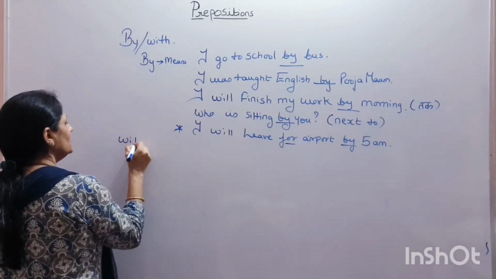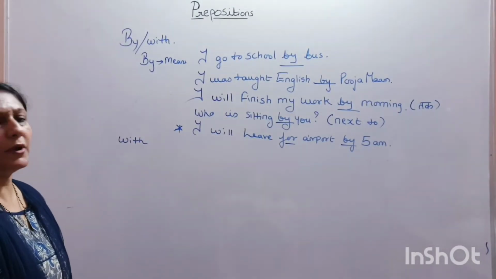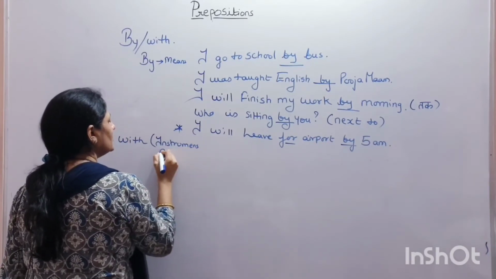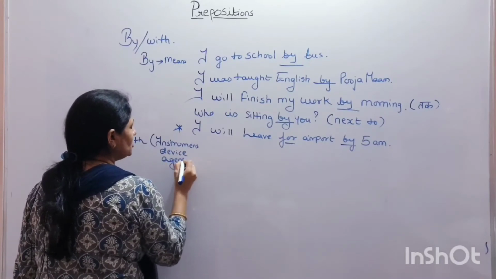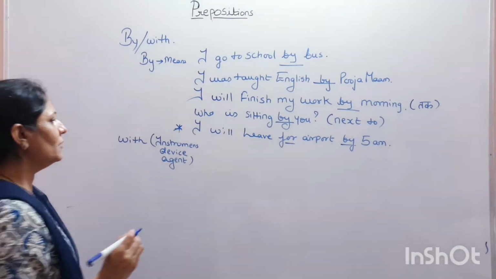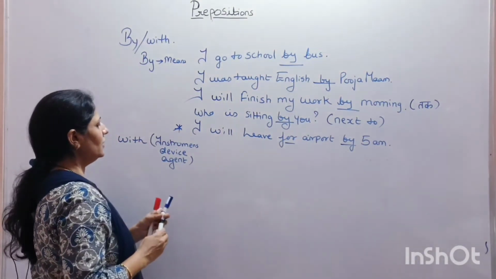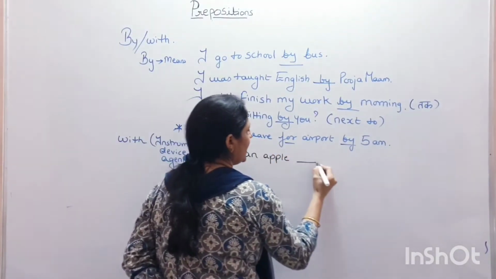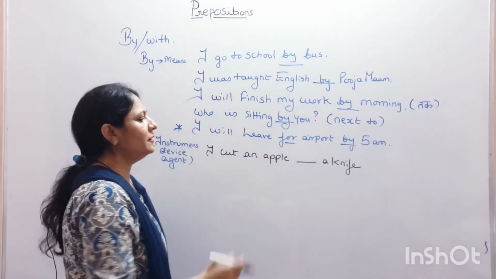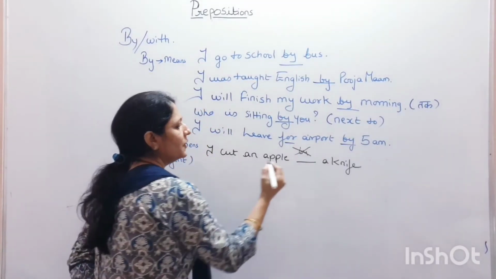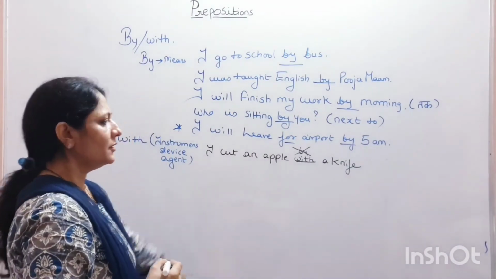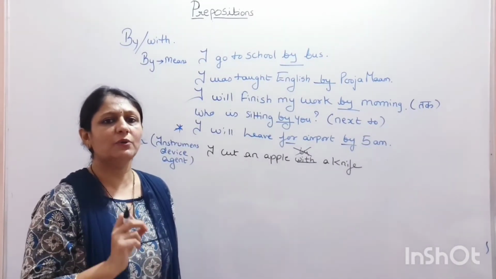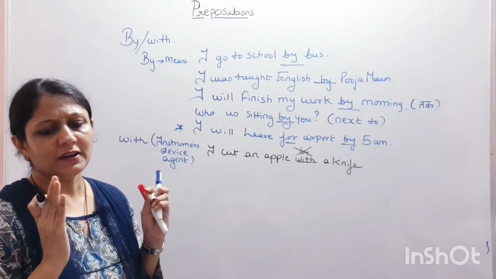Now let's use the preposition with. With is normally used for instruments, device or any agent. Here normally, but there are some other usages. Now let's use the example with. I cut an apple with a knife. Many people put the preposition by over here and that's wrong. I always use the preposition with over here. Why? Because knife is the instrument. The movie was shot with an advanced camera, because again camera is a device.